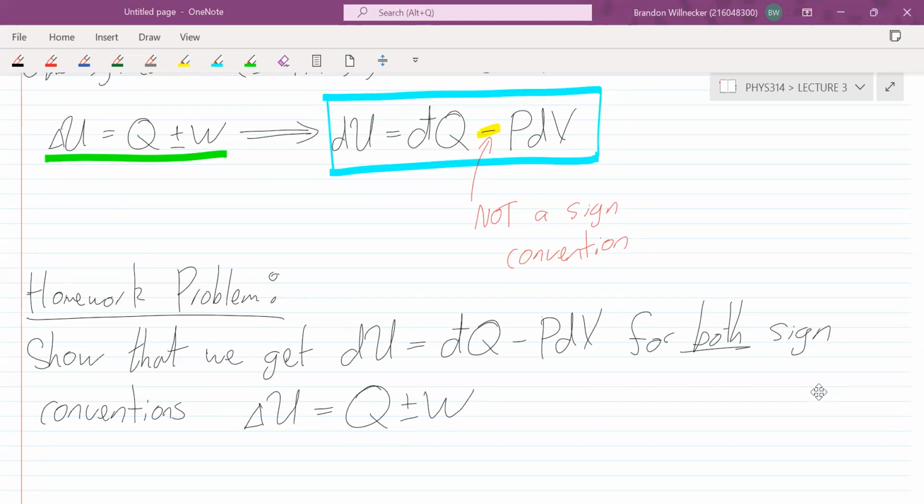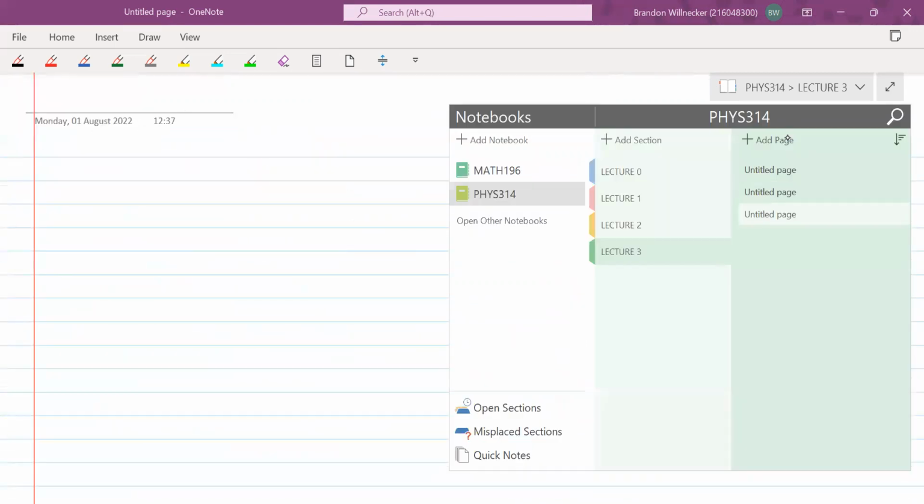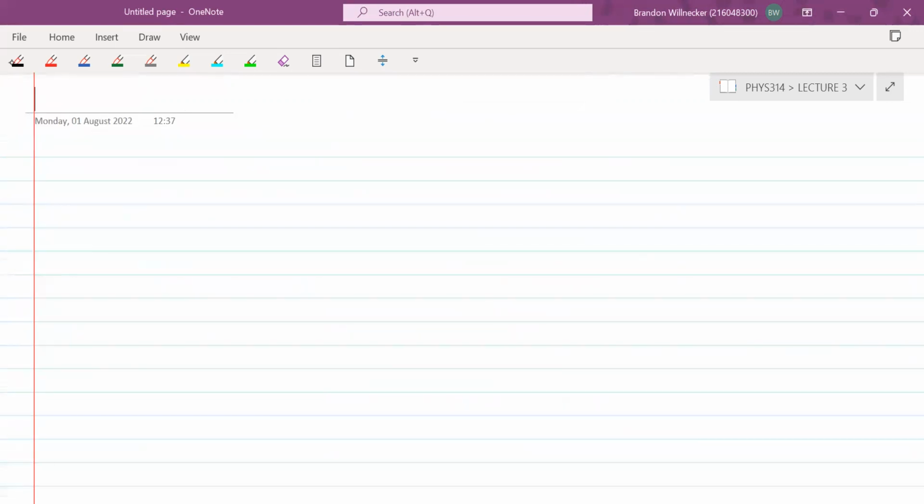Okay, let's now explain what these terms are. So we already know what work done is. We did that last time. But internal energy and heat, those are new to us. So let's have a look at that. So the first one is internal energy.